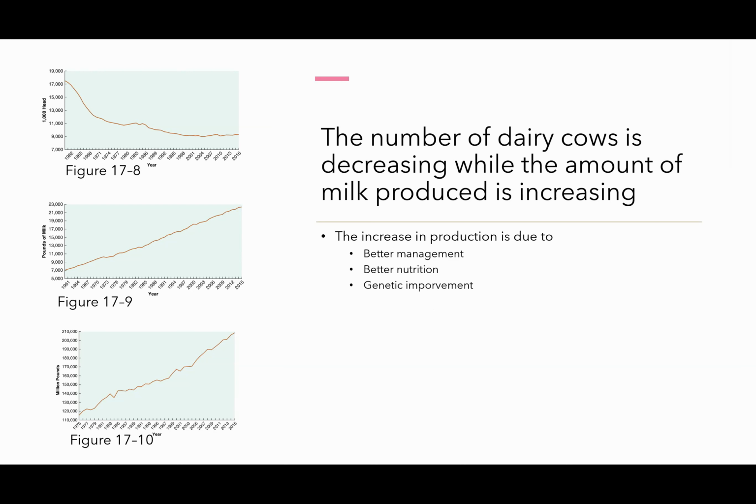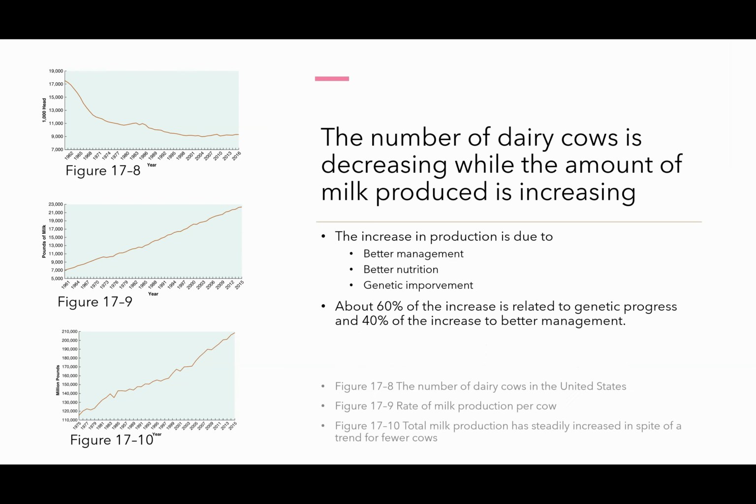Now, this increase in production is due to three major factors. First is improvements in management and specifically nutrition, but also genetic improvements. About 60% of this increase is due to genetics, and then the other 40% we can attribute to the management.